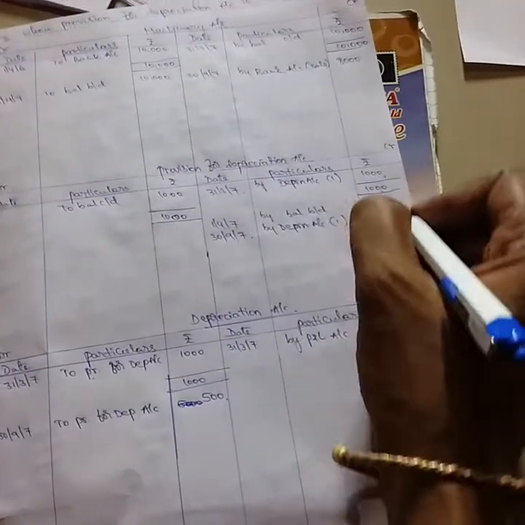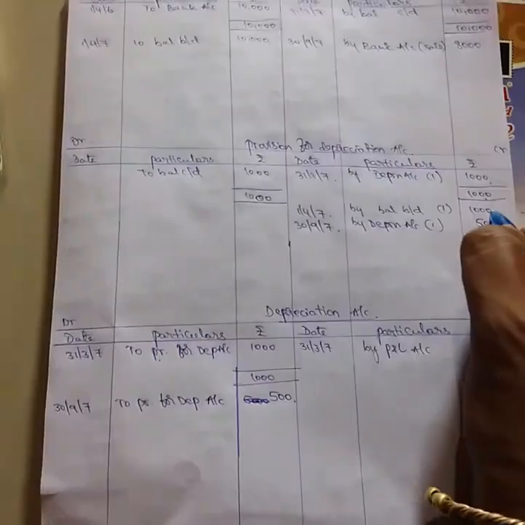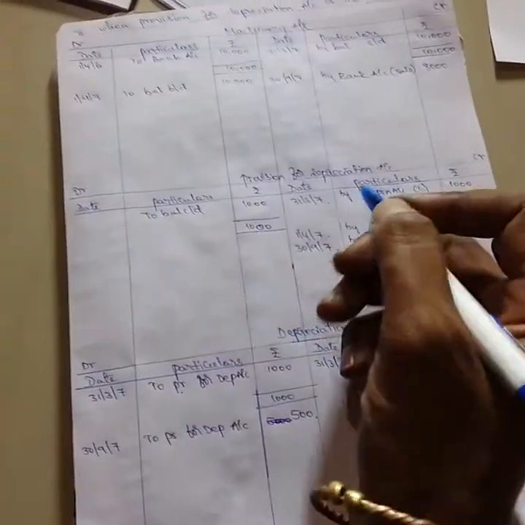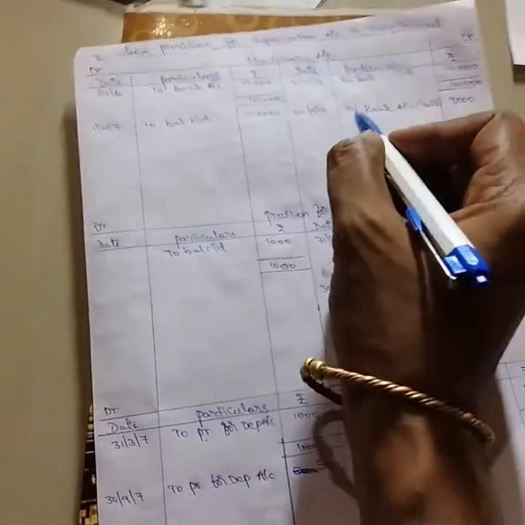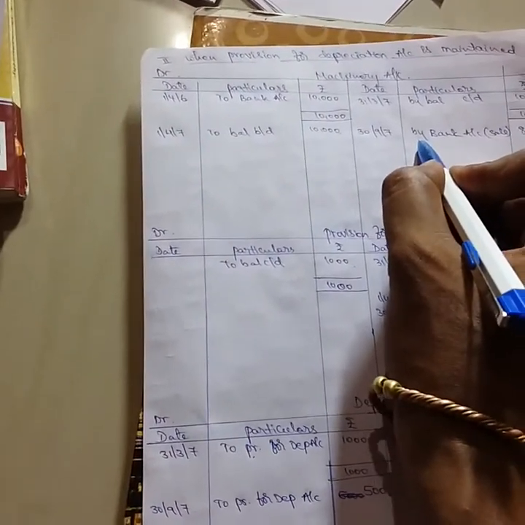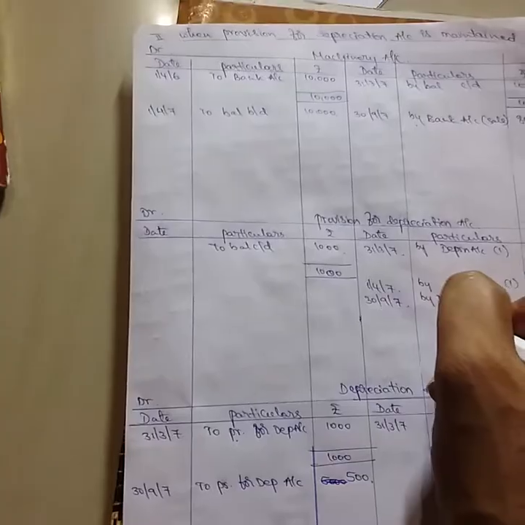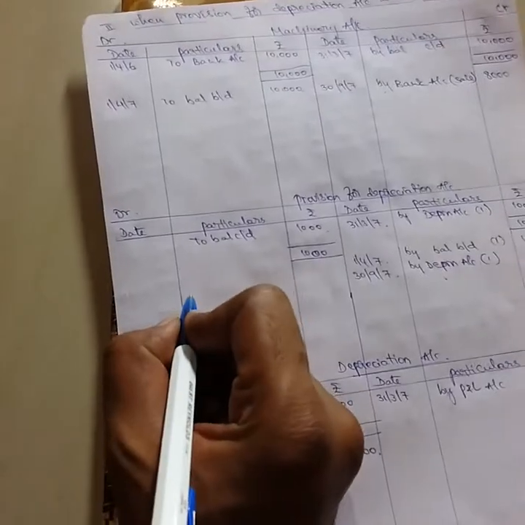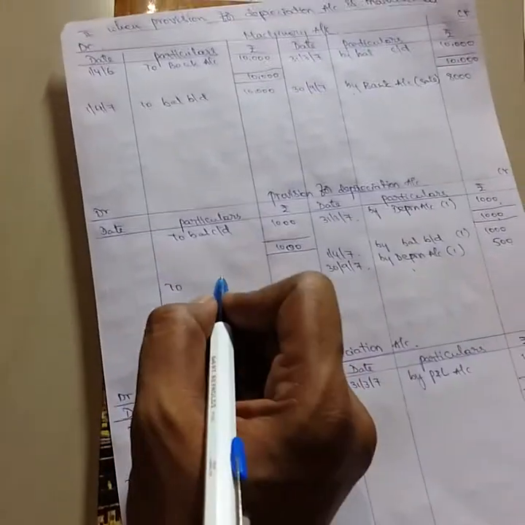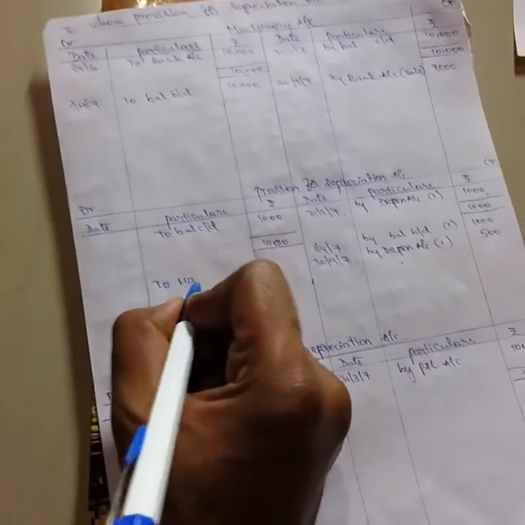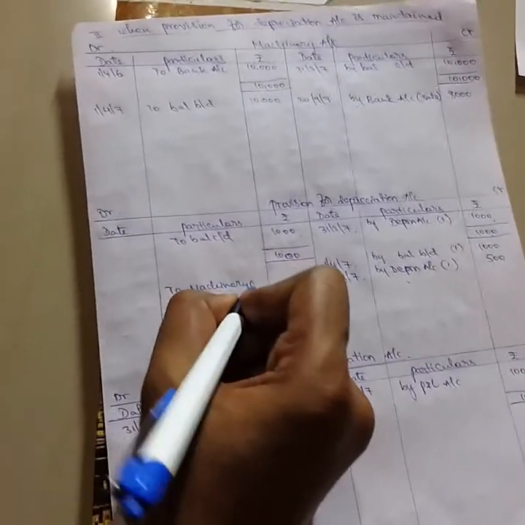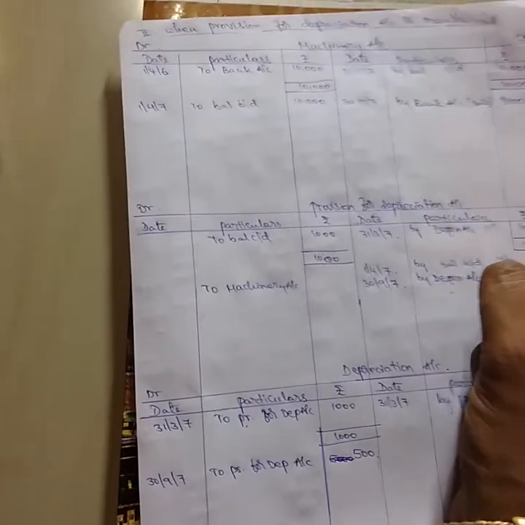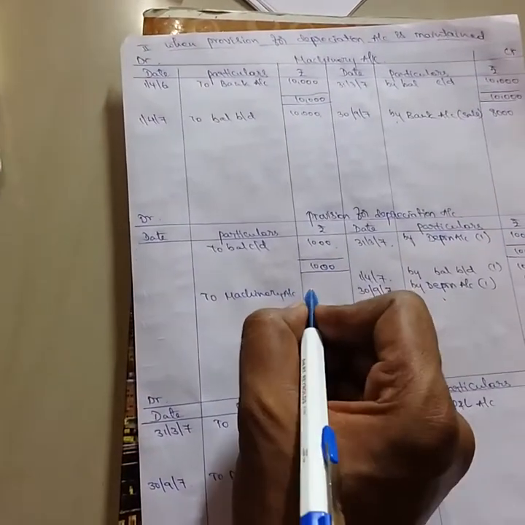30th/9/2007. This is also asset number 1. On asset number 1, we charged depreciation total 1,500. Next, we sold this asset. When an asset is sold, this provision should be transferred to asset account. Journal entry: provision for depreciation account debit to asset account, machinery account. So total asset number 1 is sold. Total we charged 1,500 on asset number 1.